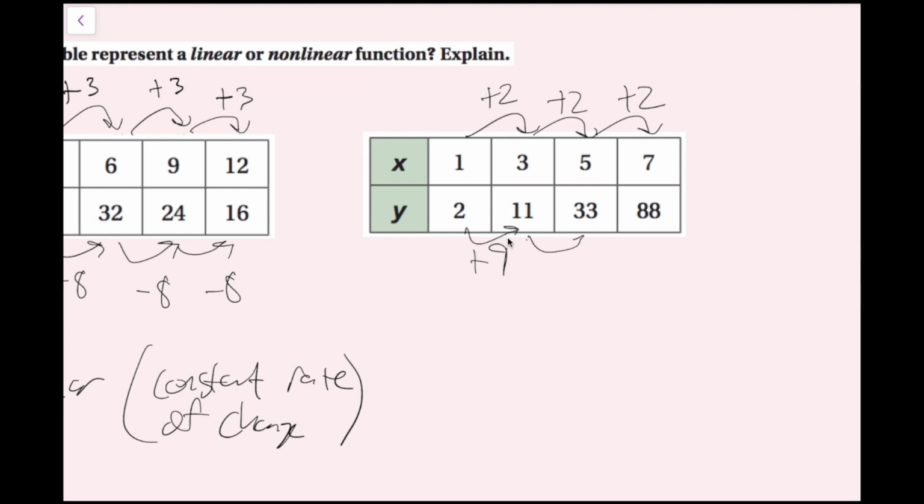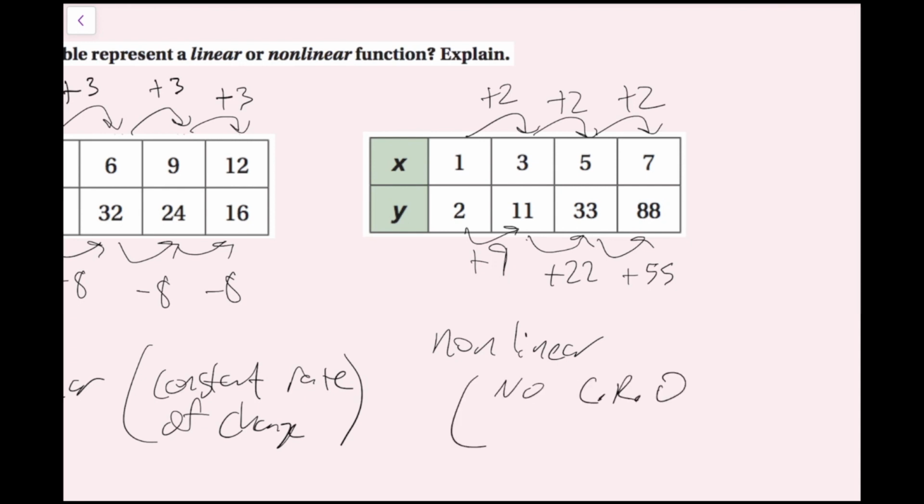But then from here to here, I'm doing plus 22 because 11 plus 22 is 33. So we can already see that this is not going to be a constant rate of change. And then just to finish this off, this is going to be plus 55. So as I'm increasing x by the same amount, I'm increasing y by different amounts each time. So this is going to be nonlinear because no constant rate of change. CROC, constant rate of change. Anyway, we've successfully identified our functions as linear or nonlinear, and now we're done with this one.